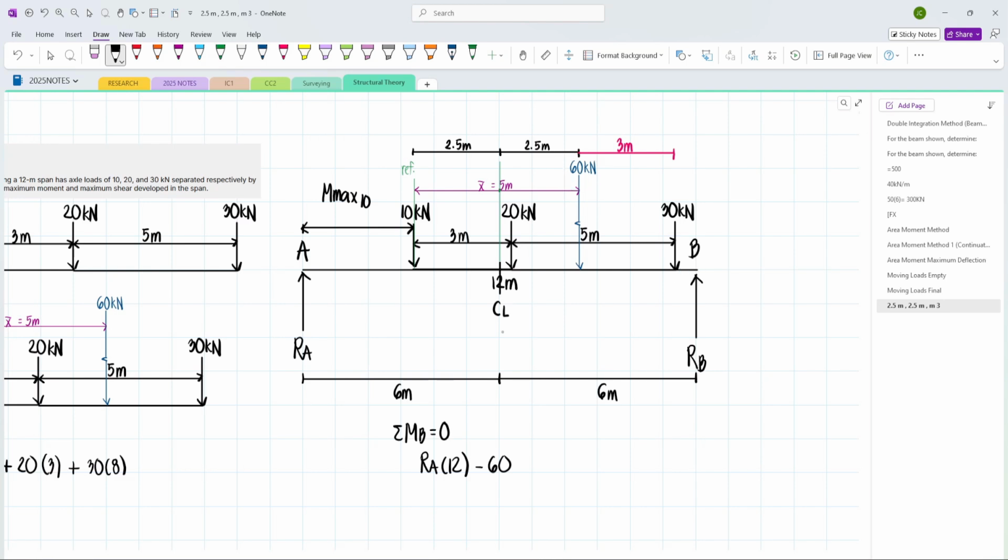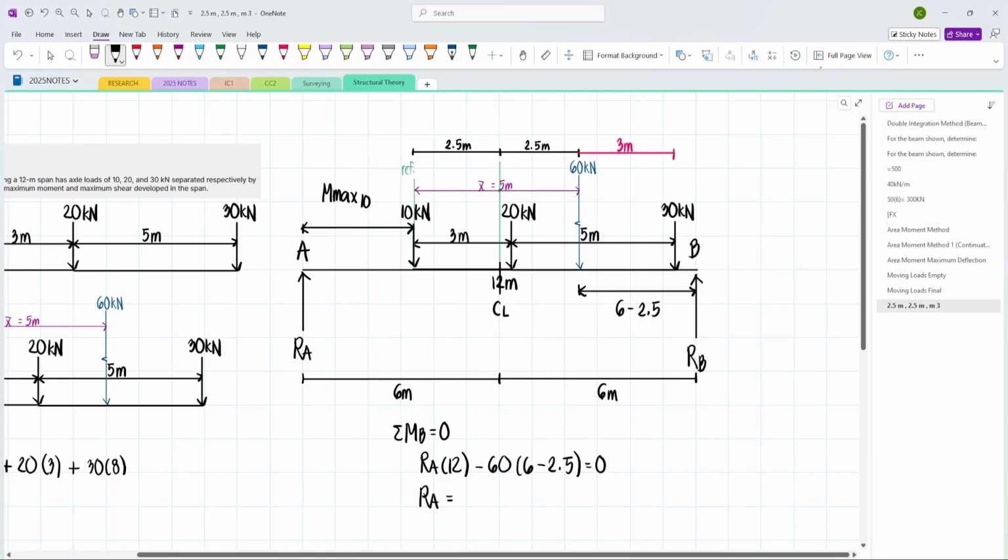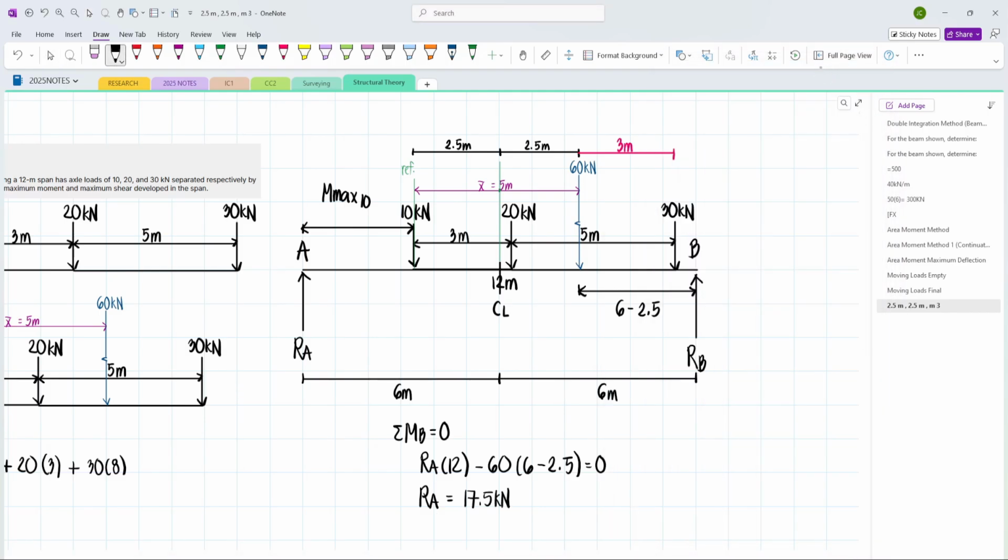Ayan. Then, ano yung moment arm na yan? Diba, this moment arm would be equal to 6 meters, tas ibabawas natin yung 2.5 meters. So, we can get the remaining distance. 6 minus 2.5. Then, equate natin yan to 0. We can solve RA. So, RA equals 60 times 6 minus 2.5 divided by 12. So, we have 17.5. This is kilonewtons.